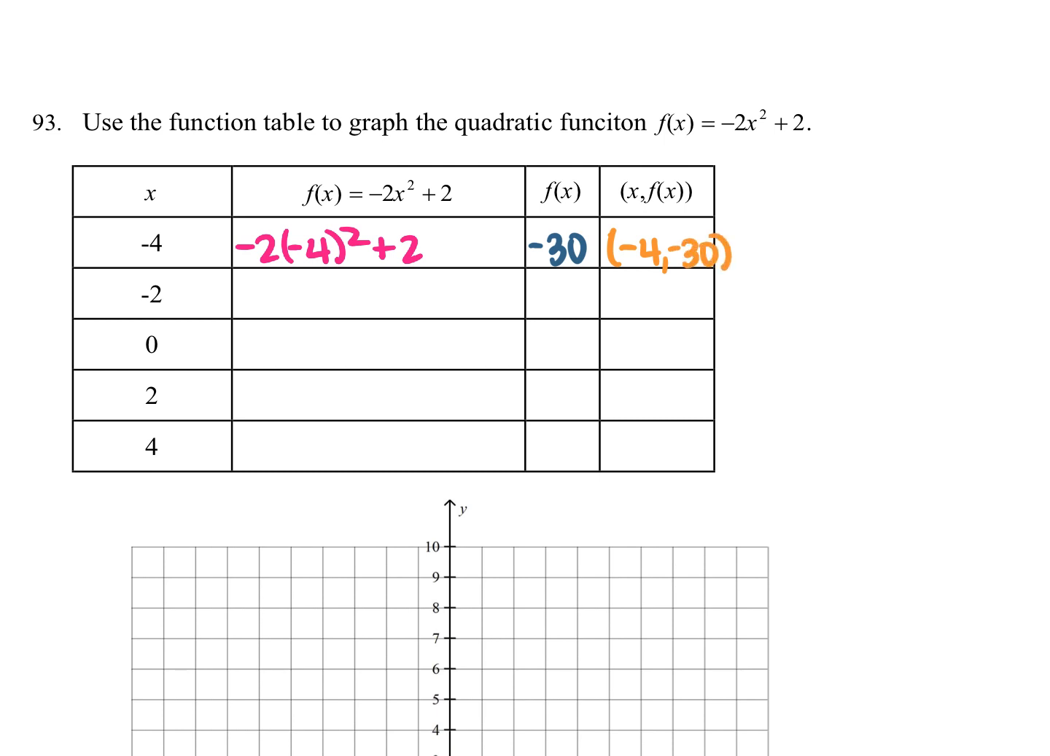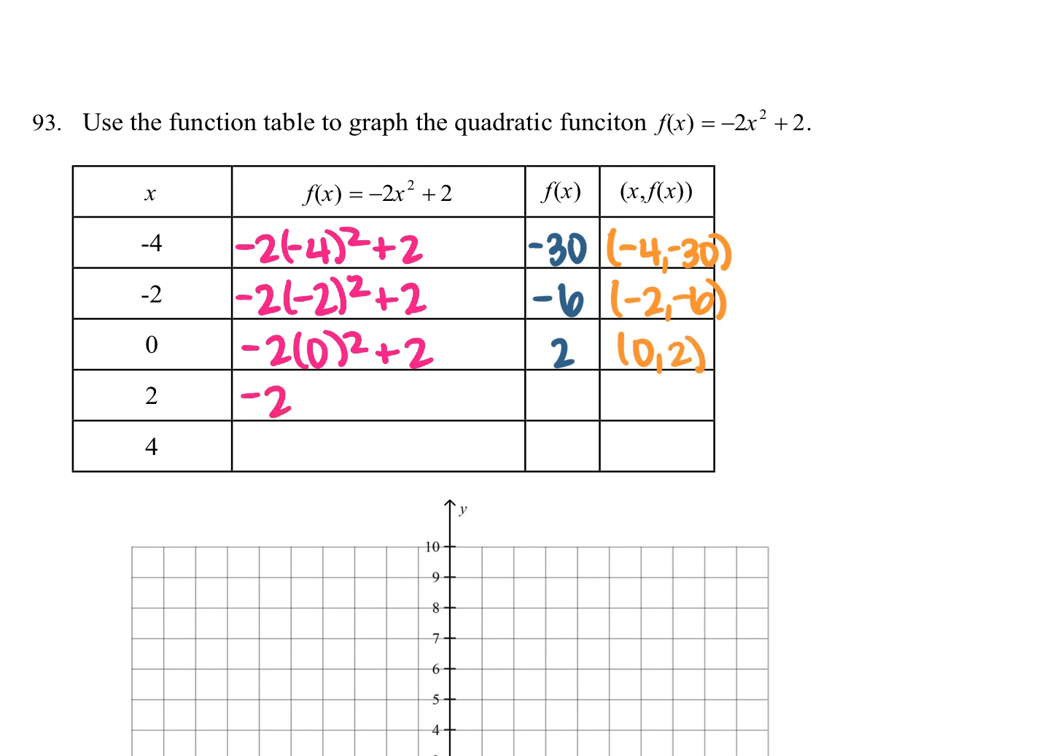Next, the negative 2 goes in, so that's negative 2 times negative 2 squared plus 2. The negative 2 squared is 4 times negative 2 is negative 8. Negative 8 plus 2 is negative 6. So that's the ordered pair, negative 2, negative 6. Next, we have 0, so that's negative 2 times 0 squared plus 2. Anything times 0 is 0, plus 2 is 2. So that's the ordered pair, 0, 2.